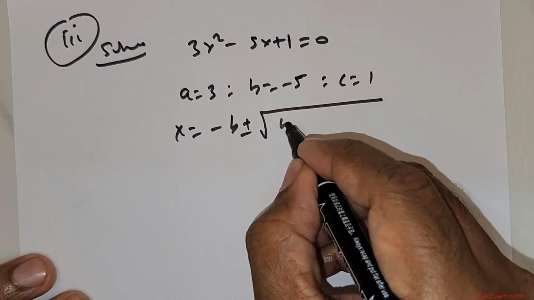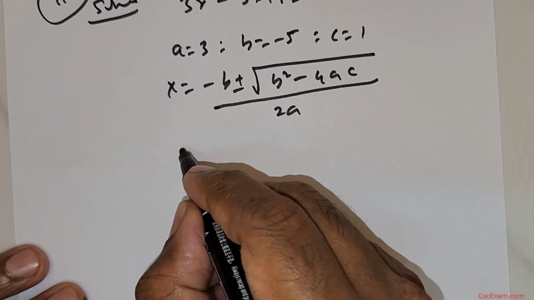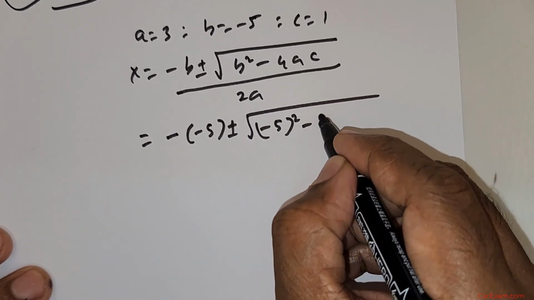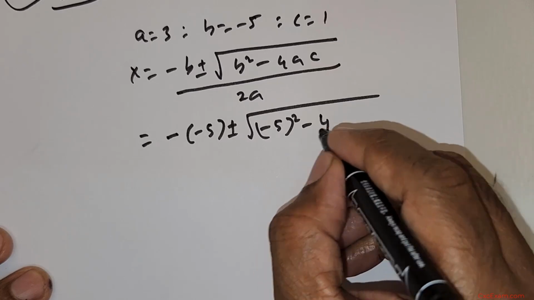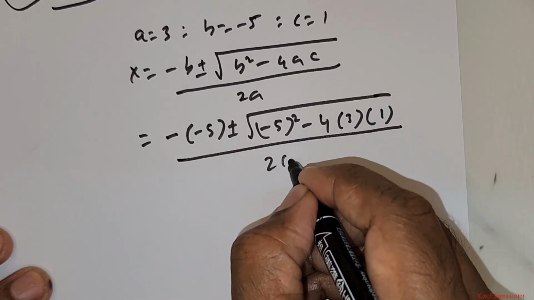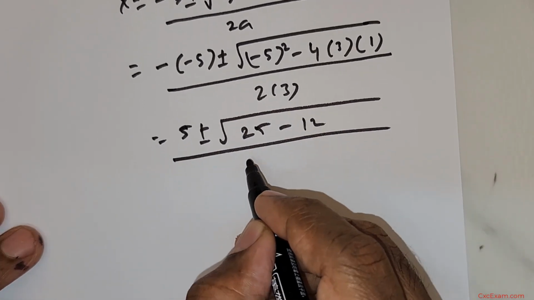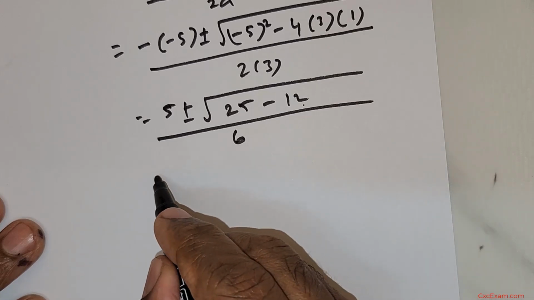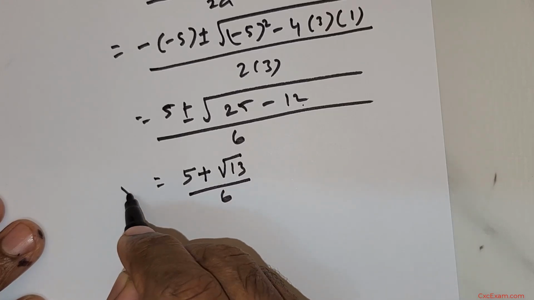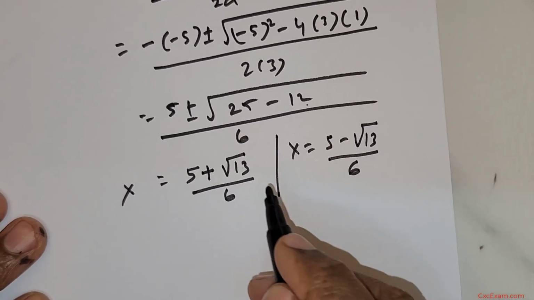x is equal to -b plus or minus root of b squared - 4ac divided by 2 times a. So this is equal to -(-5) plus or minus root of (-5) squared - 4 times 3 times 1, divided by 2 times 3. So this is 5 plus or minus root of 25 - 12 divided by 6. This is going to give me (5 + root 13) divided by 6. This is one value, and then x is equal to (5 - root 13) divided by 6. This is another value.